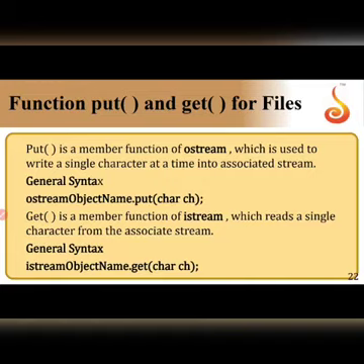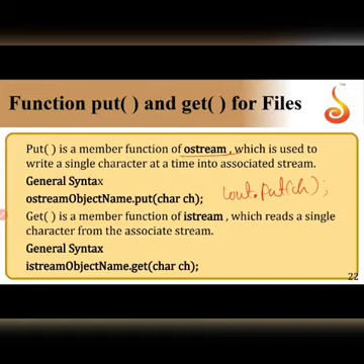Put is a member function of the ostream class, the output stream class, which is used to write a single character at a time on an associated stream. Whether you make it write to a file or the monitor, it will write character by character. The general syntax is ostream object name dot put. We have used cout.put(ch). Have you used it any time? We would have done this in the 11th grade: cin.get, cout.put. Please remember that.